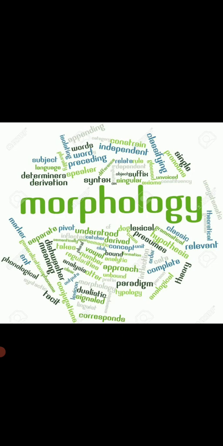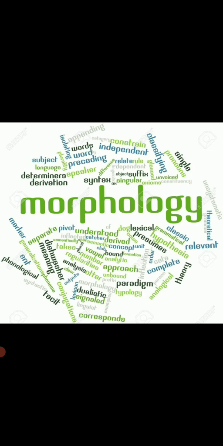Fine. And it has various small terms. For example, morpheme. What is a morpheme? The smallest meaningful unit in a word is called a morpheme. It is abstract. Then morph. What is a morph? The phonetic realization of a morpheme. The physical manifestation of a morpheme is called a morph.